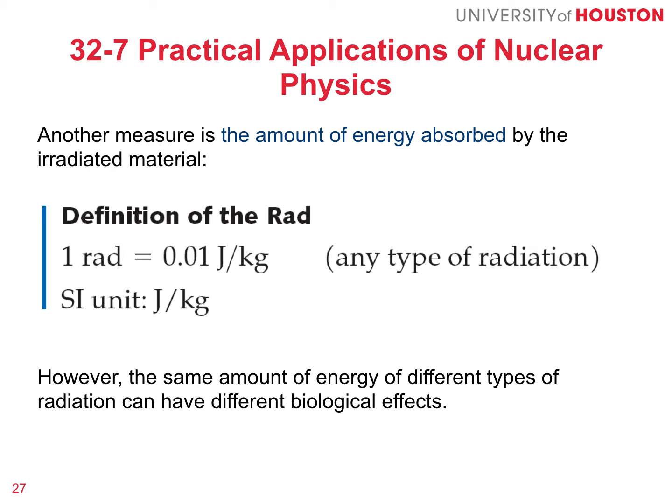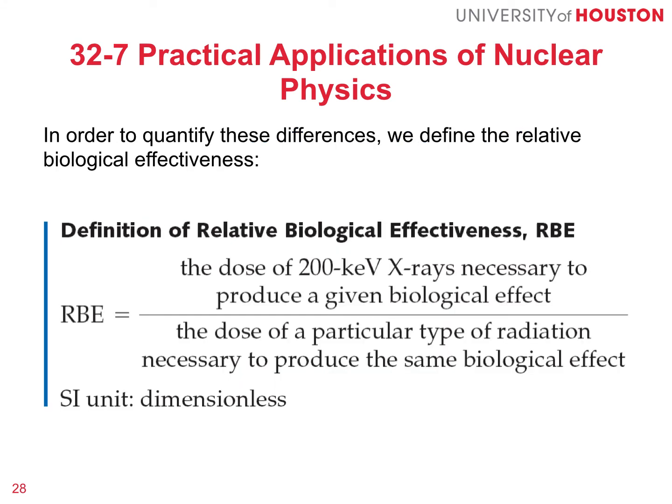One thing to note, however, is that the same amount of energy of different types of radiation can lead to different biological effects. For instance, if the same amount of energy came from gamma rays compared to alpha rays, the type of radiation damage could indeed be different, even though the energy is the same. In order to quantify these differences, we define another measure called the relative biological effectiveness, which is written as RBE.